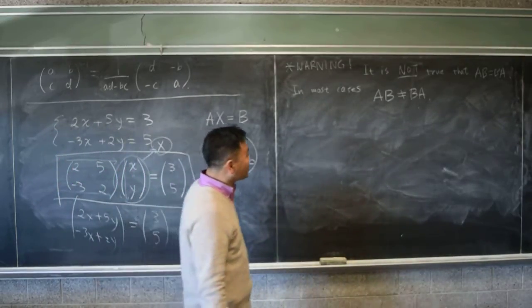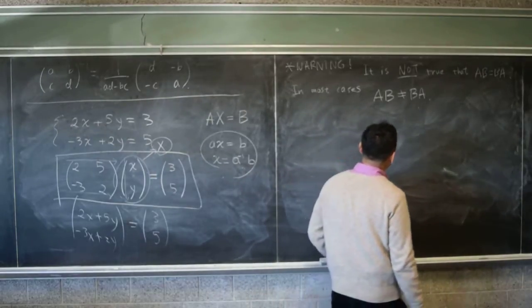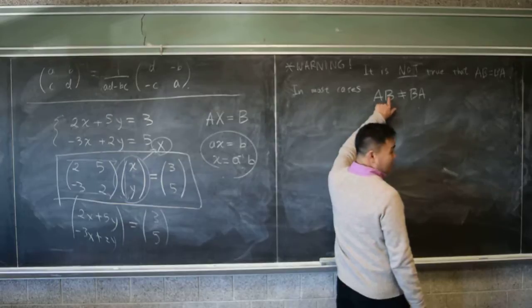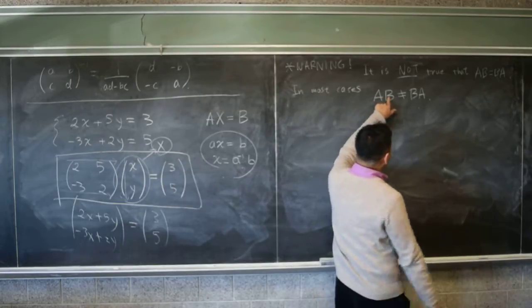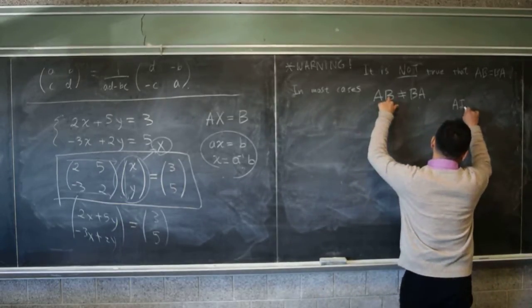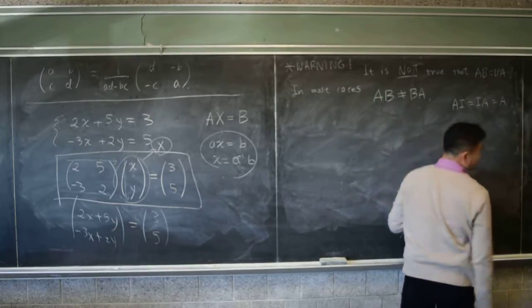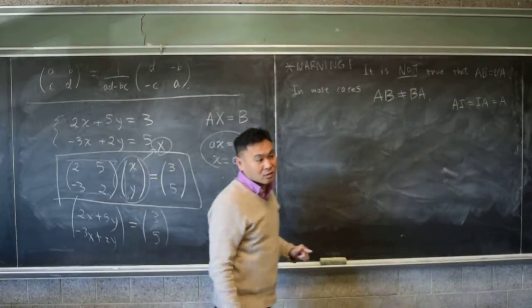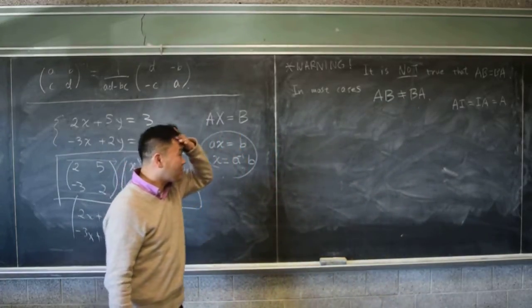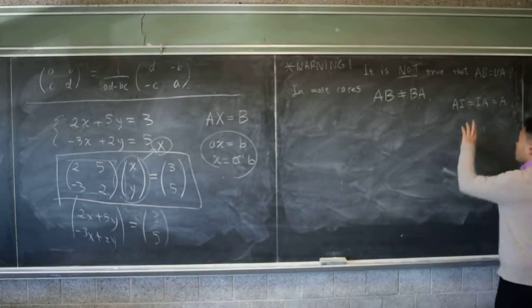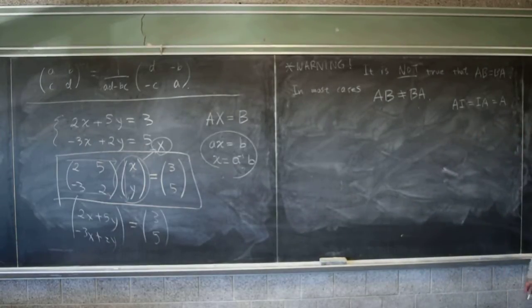Of course, there are some cases where they do hold, like when B is the identity. It's true that AI is equal to IA, in both cases it's the same. So in very few cases they do commute, but in most cases, commutativity is not true.